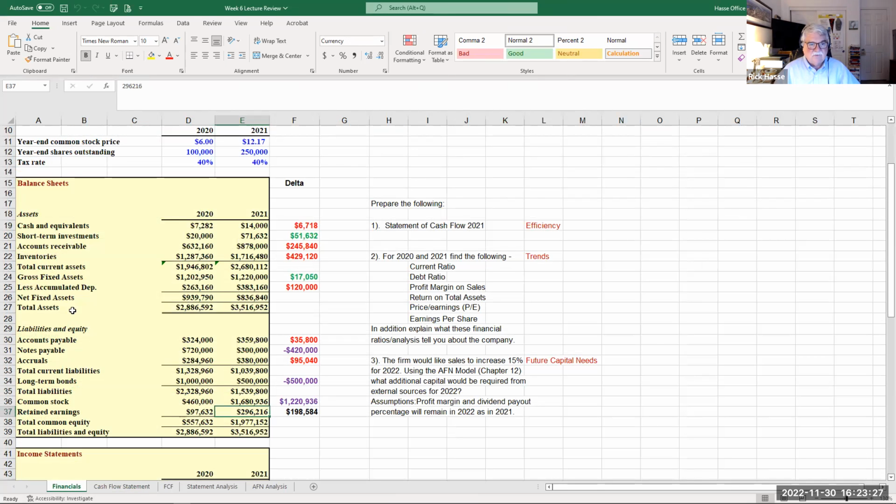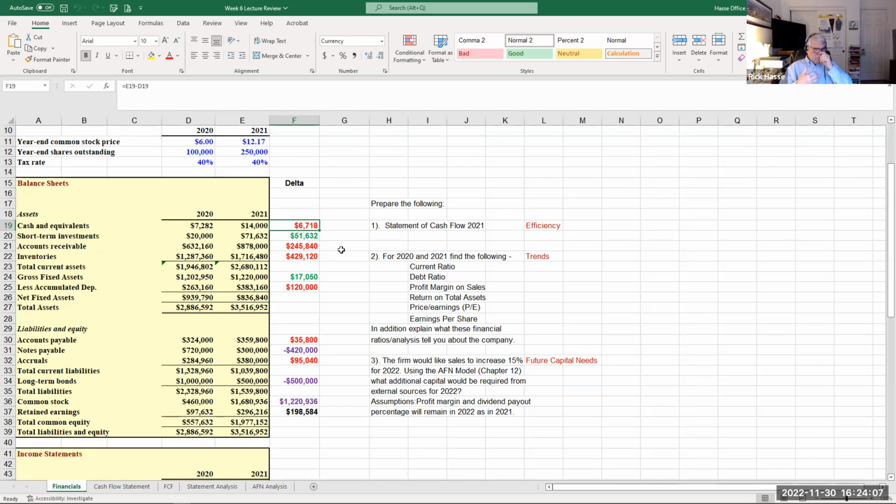If you look at the balance sheet, notice the delta between cash and equivalents from 2020 to 2021 was $6,718. What made up that $6,718? What kind of cash did come into the business and what kind of cash went out of the business? Well, this is very important for financial managers and corporate strategists. Where are we generating cash and are we generating enough of it? Well, they're generating enough of it, but not by much. $6,718 of net new cash came into the business in 2021.